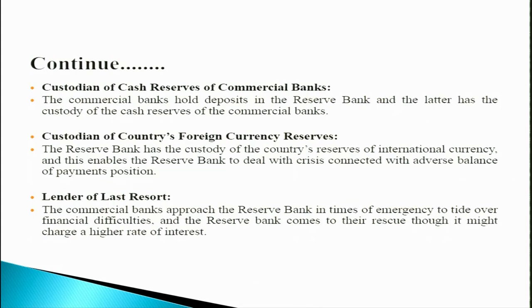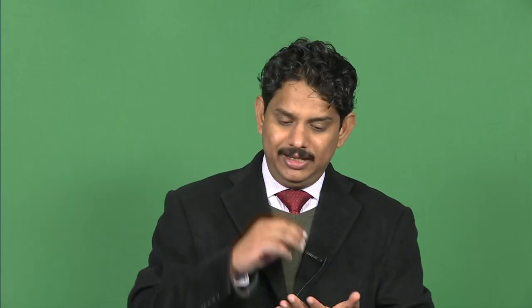Custodian of the country's foreign currency reserve, that is very important. I believe you remember, and maybe you have read, that in 1991 the currency reserve of India dropped to only enough to cater to 1 week of our foreign reserve requirement. When I say foreign currency requirement, it is that we are exporting so many things, we are exporting oil, we are exporting gold, and we are importing so many things from abroad, and that payment is done through foreign currency. Until and unless RBI has enough dollars, that payment cannot proceed.